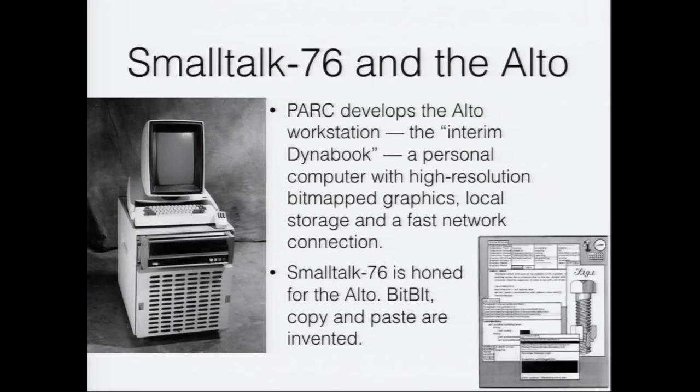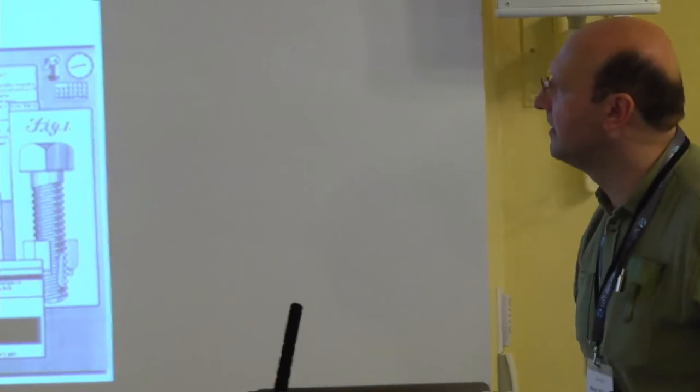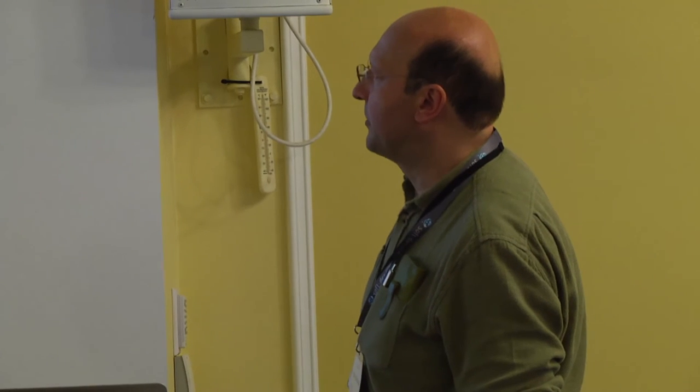The point at which it gets interesting from the virtual machine standpoint is the 1976 version of Smalltalk, which ran on this machine, the Alto, which they called the interim Dynabook. Dynabook was that little laptop. So this is how small that laptop was in 1976. This had some fraction of a megabyte of memory and a microcoded processor.